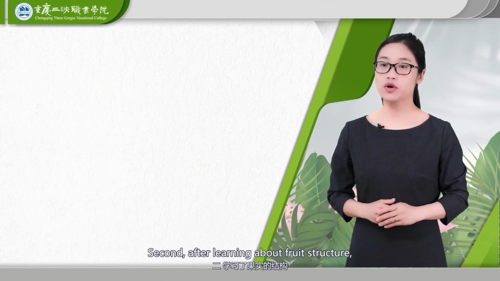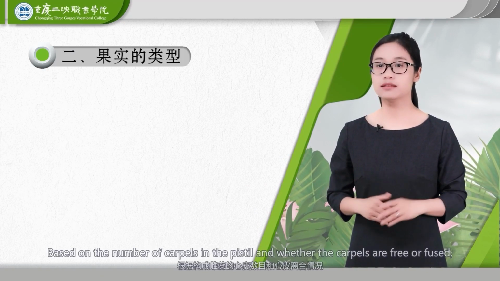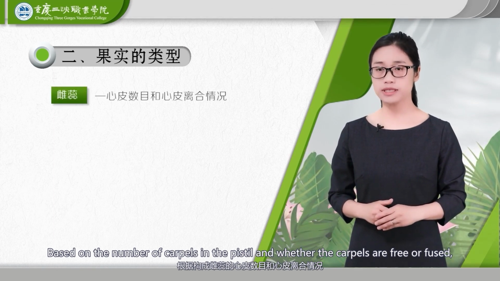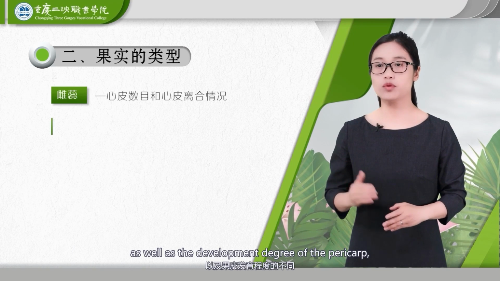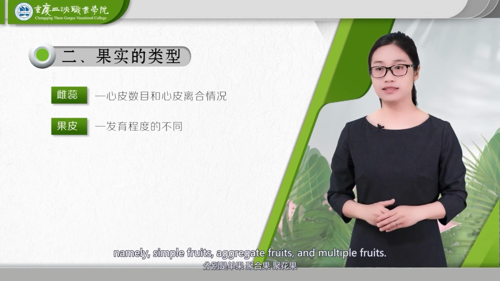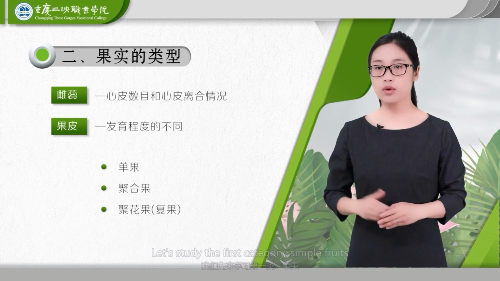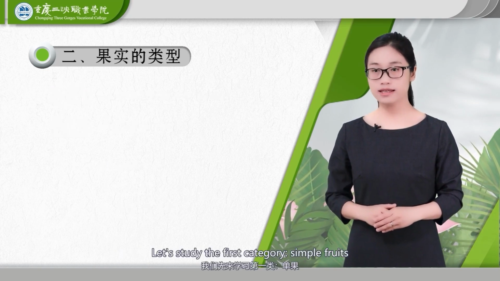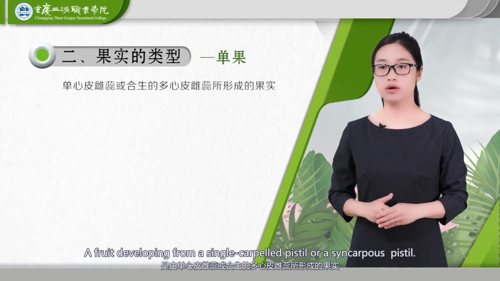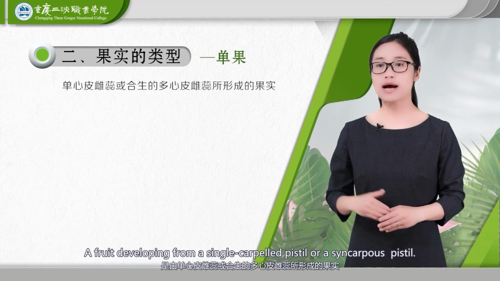Second, after learning about fruit structure, let's proceed to the second topic, types of fruits. Based on the number of carpels in the pistil, and whether the carpels are free or fused, as well as the development degree of the pericarp, the fruit can be divided into three categories, namely simple fruits, aggregate fruits, and multiple fruits. Let's study the first category, simple fruits. 1. Simple fruit. A fruit developing from a single carpelled pistil, or a syncarpous pistil.